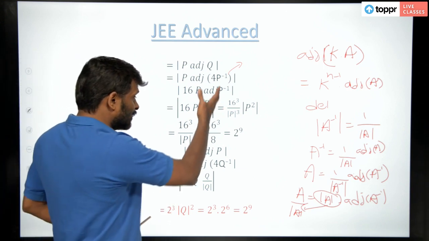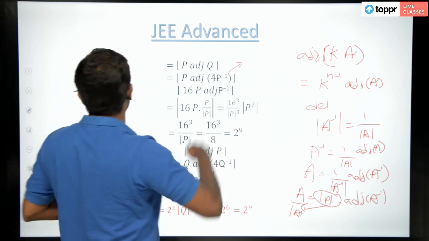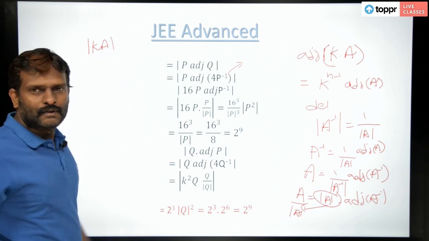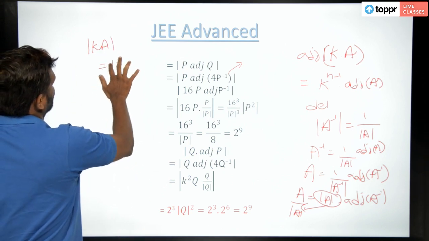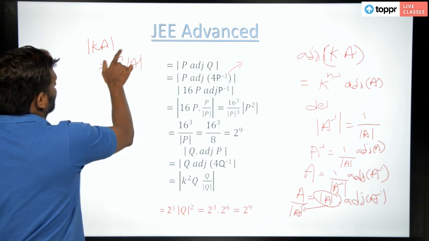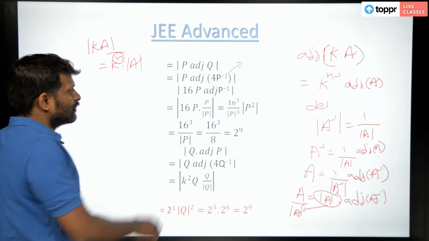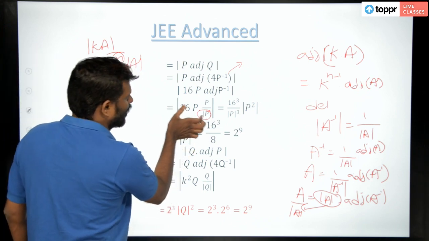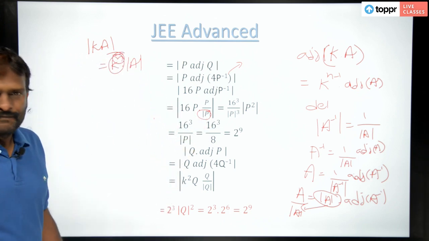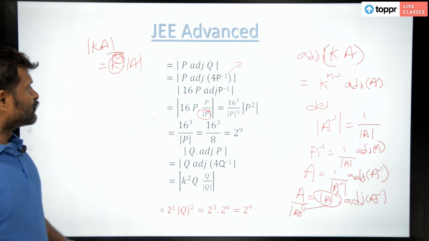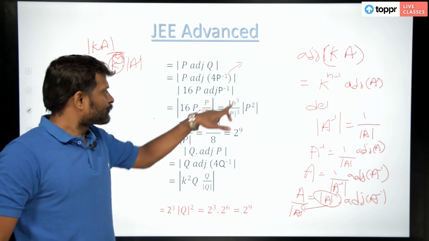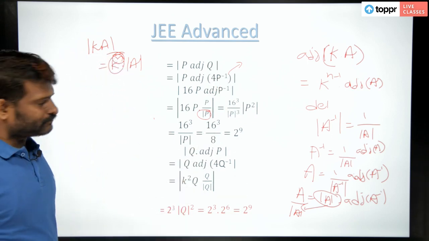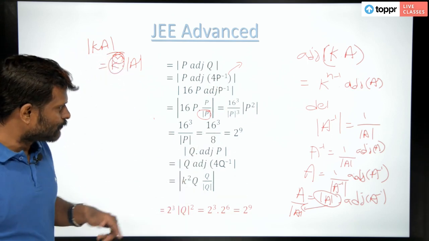Now, we know det of k times A is equal to k power n times det A, where n is the order of the matrix. So, 16 by determinant of P is nothing but a scalar. So, I can write these two out of the determinant by making them the power of 3, because the order of the matrix P is 3. So, it becomes 16 cube by det P whole cube outside the matrix times det P square, which is det P into det P.